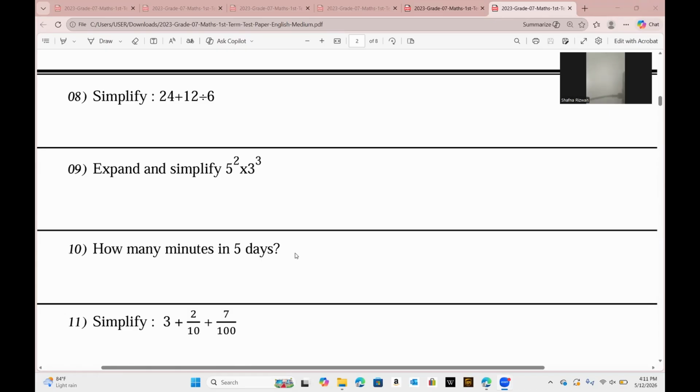Okay, in our next question, they have given you to simplify 24 plus 12 divided by 6. Now, how are you going to simplify it? Let's see how to do that.